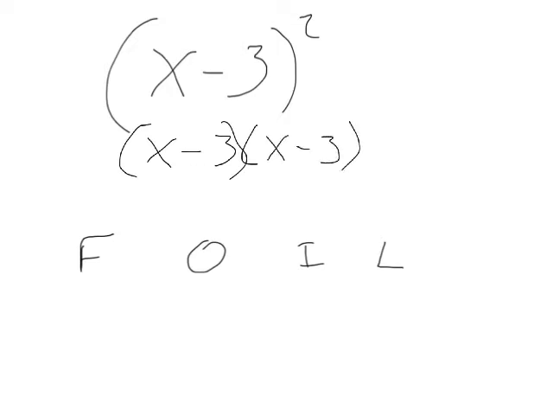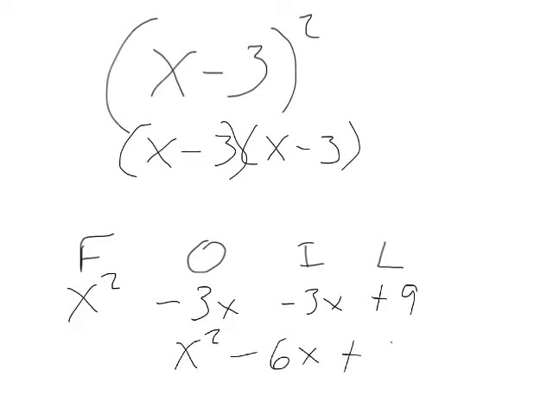Now, under FOIL, we know that we needed to take our first terms, x times x, and that should give us x squared. We need to take the outside terms, x times negative 3, and that should give us negative 3x. We need to take our inside terms, negative 3 times x, and that should give us negative 3x. And then, of course, we take our last terms, negative 3 times negative 3, and that gives us plus 9. Simplifying by combining like terms, of course that gave us x squared minus 6x plus 9.